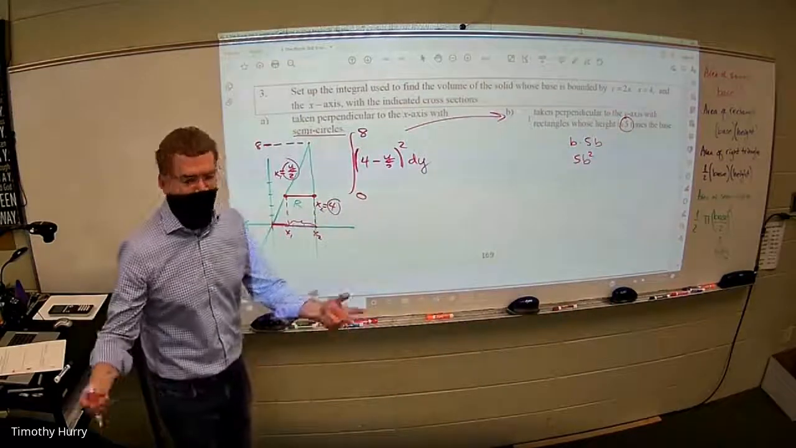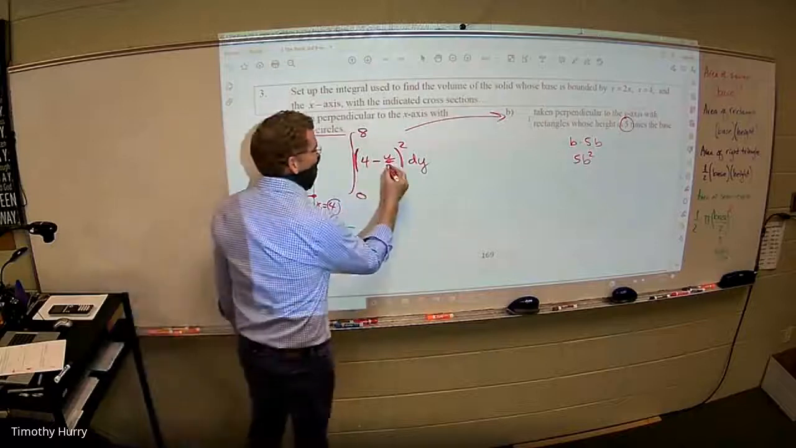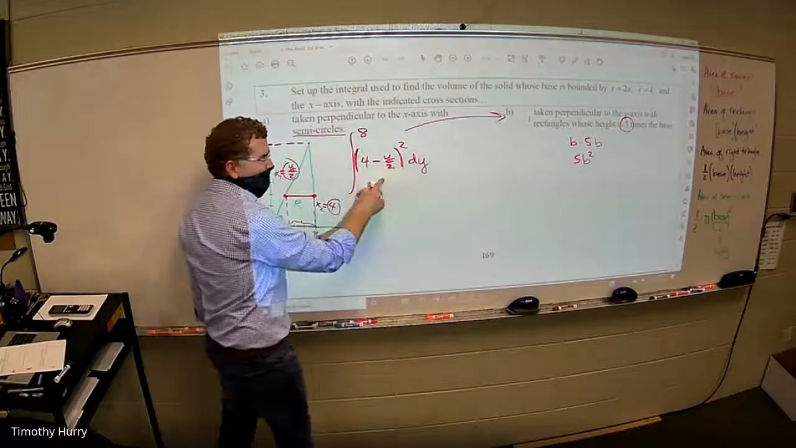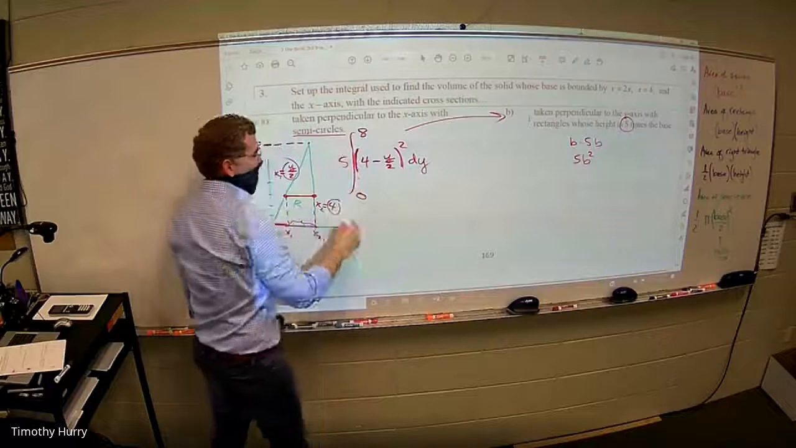Which is 5 base squared. So base, right minus left, squared times 5, 0 to 8.